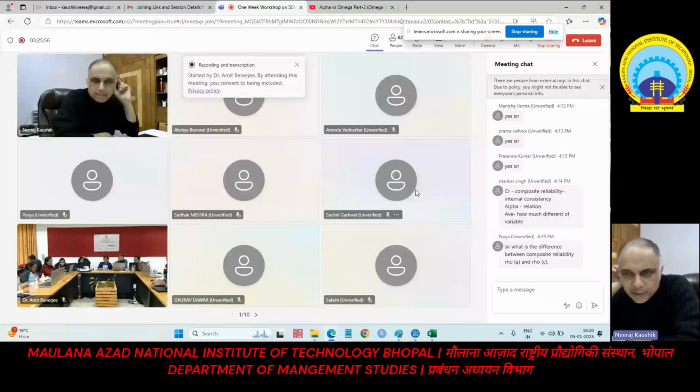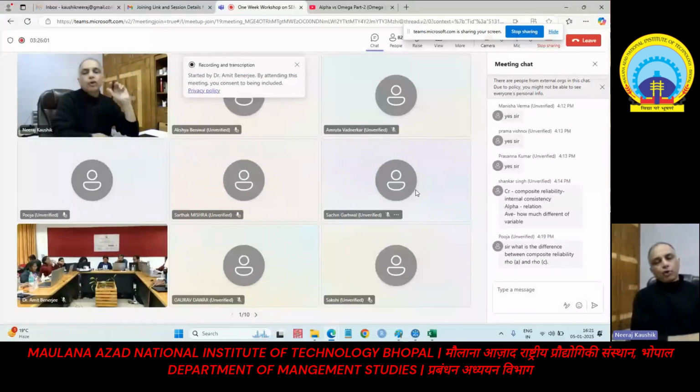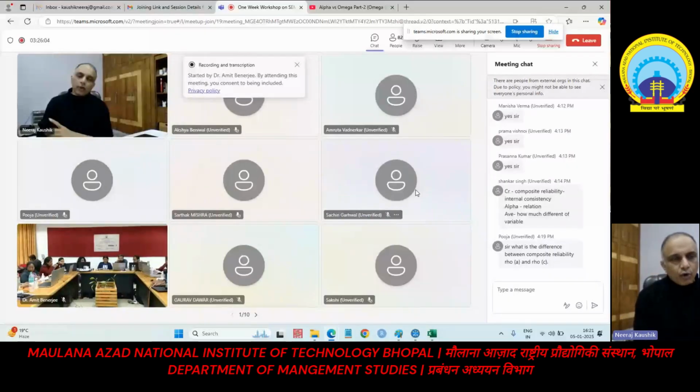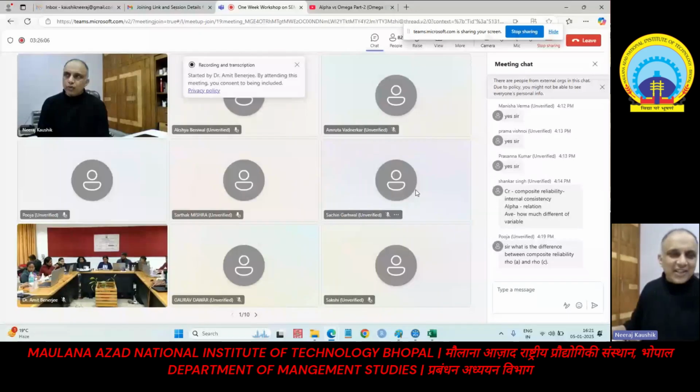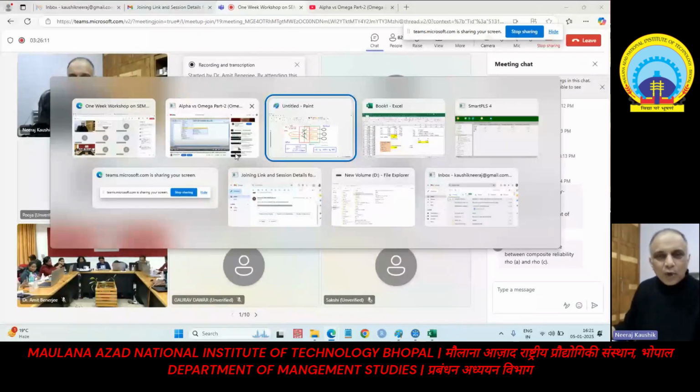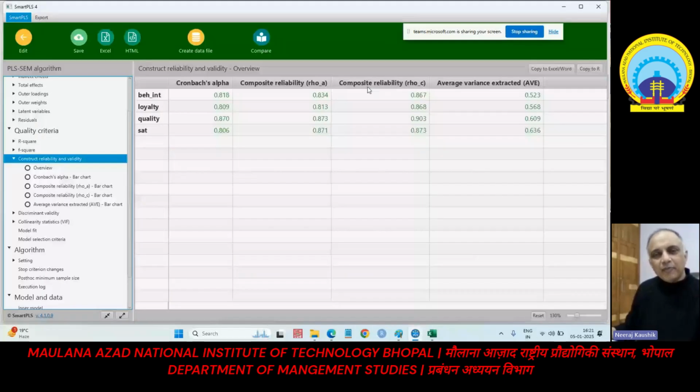Pooja asked, what is the difference between composite reliability, rho A and rho C? Okay. Pooja, when we say rho C, it's composite reliability. One interesting fact is, both are called composite reliability: one is rho A, one is rho C. Because the name is the same, in academic papers you will find rho C is called composite reliability and rho A is simply called rho.